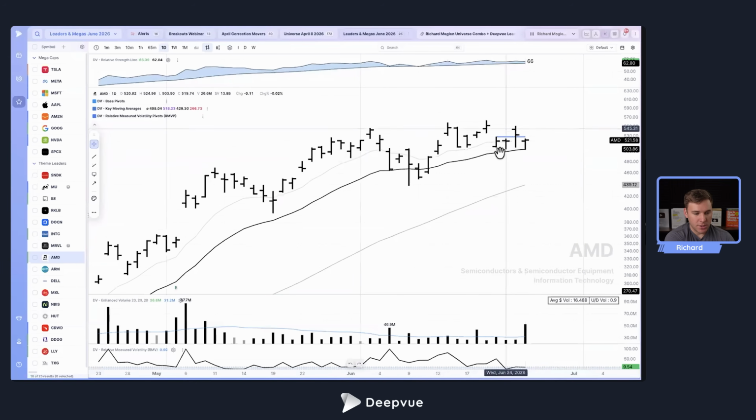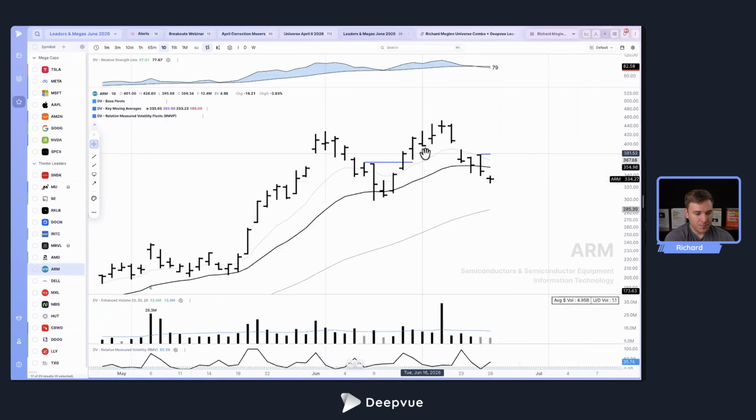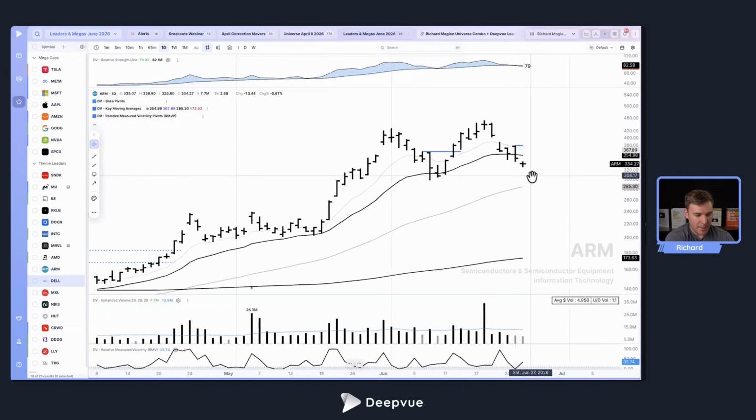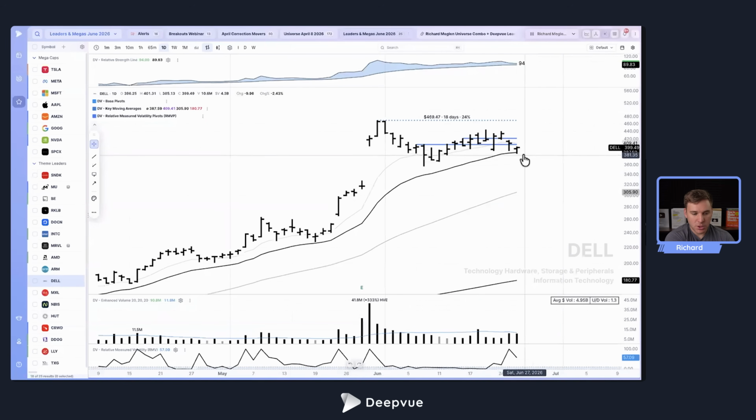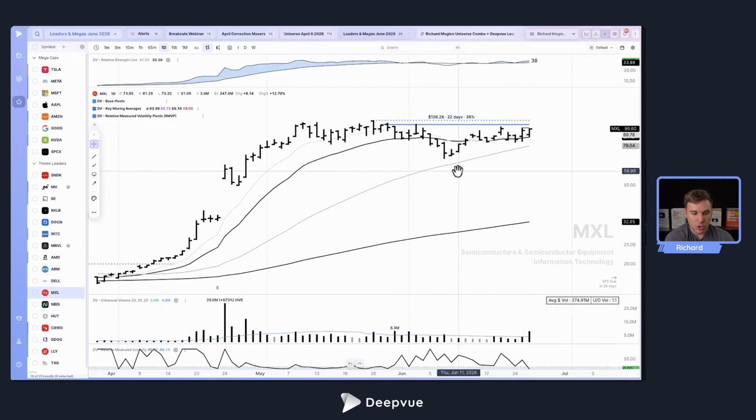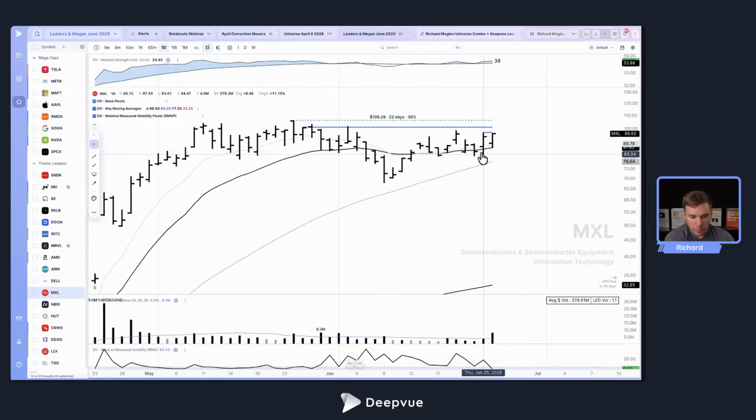Okay, so here's AMD again. ARM just consolidating overall below MAs. Dell on the 21 EMA. We'll see if we can get some response here. MXL looks interesting for next week. So we're moving a little bit higher. So I'd love to see an upside reversal, tight day here.